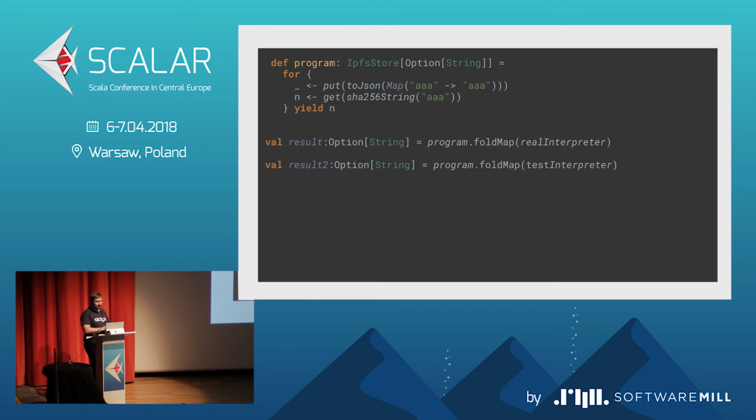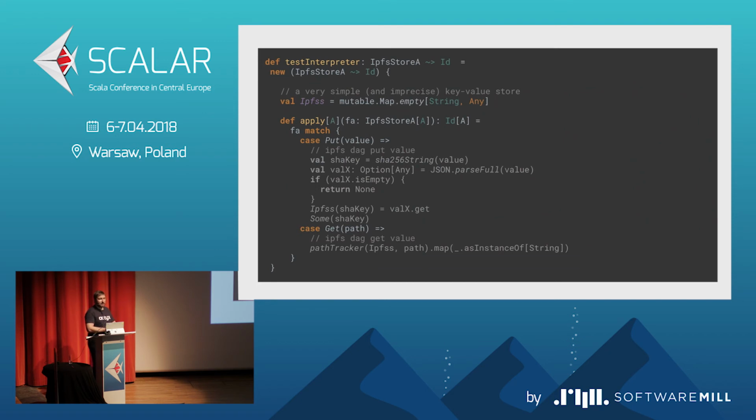And that's my program. So I can run it. I put toJSON of map A to A, and then I get a SHA string, and the result of that would be just a JSON AAA and then AAA. There's a bug on this slide. You might have caught it. If you didn't, I will just show you in a minute.